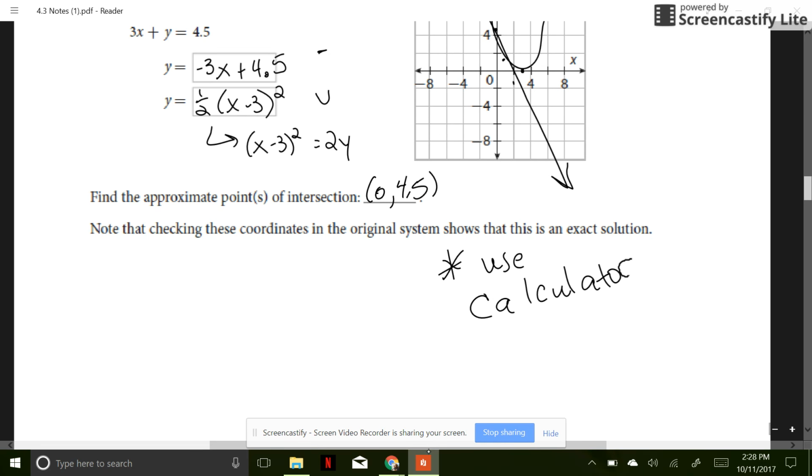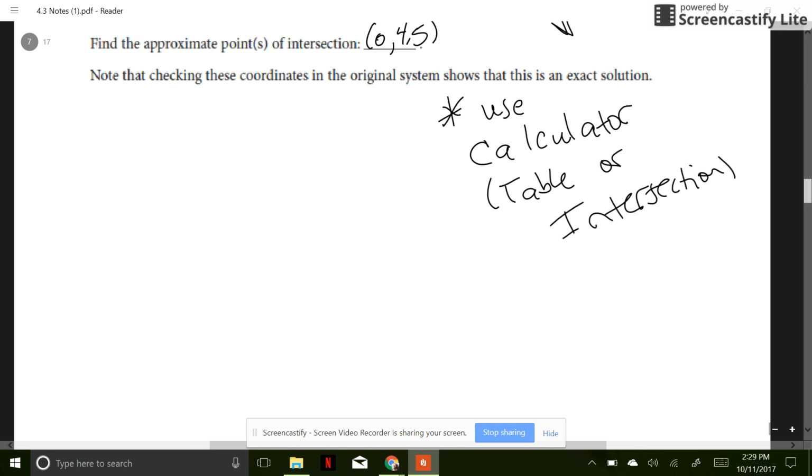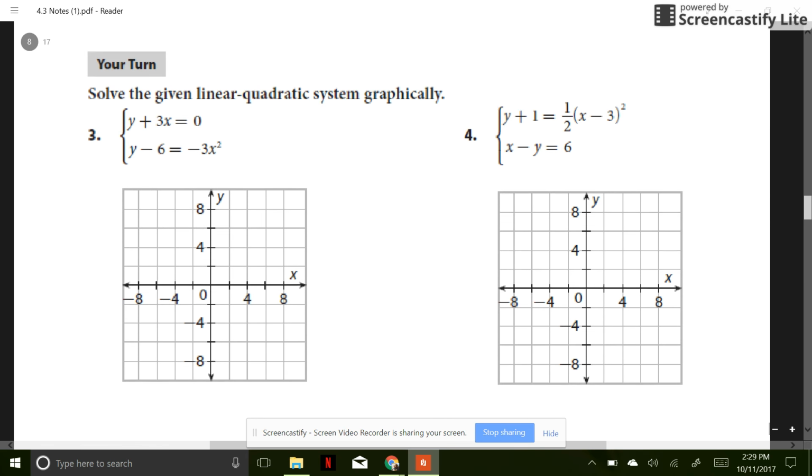You can use either the table, if it is at an exact point, or there is a way to find the intersection of two lines. Trying a couple other ones.